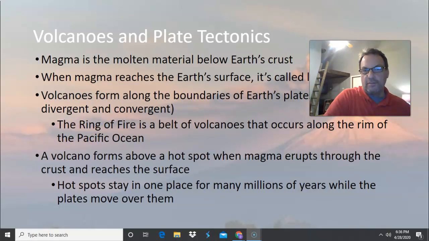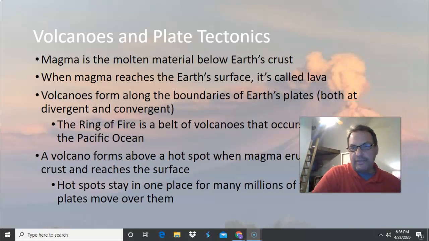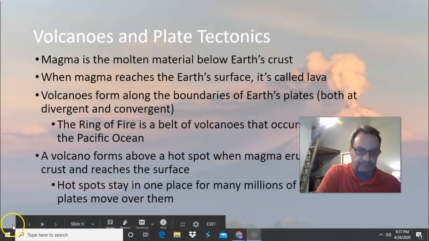Volcanoes form along the boundaries of Earth's plates, and these can happen at both divergent and convergent boundaries. Those boundaries where the Earth is pulling apart, you could have magma coming through and creating a volcano. You could also have them at a convergent boundary where they're pushing together and then magma can erupt. And that's where we get the Ring of Fire. And this is a belt of volcanoes that occurs along the rim of the Pacific Ocean.